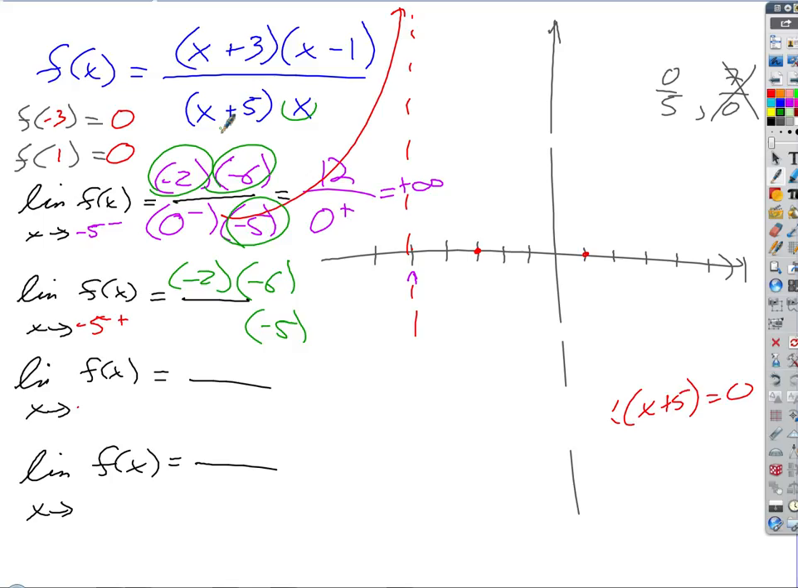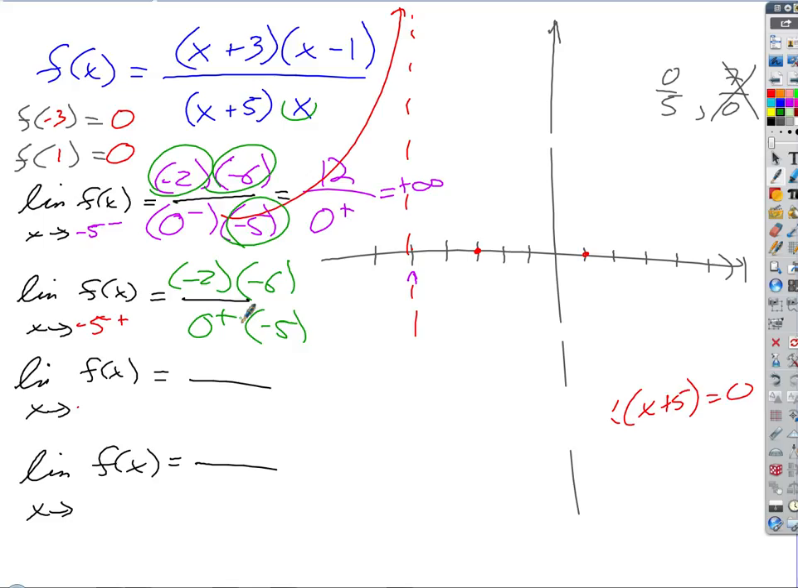But what about the x plus 5? Luke, what's that going to be if I'm approaching -5 from the right? 0 plus, good. So it's going to be like -4.99999 plus 5. It's going to give me a little leftover positive. Okay, so that's a 0 plus, right?